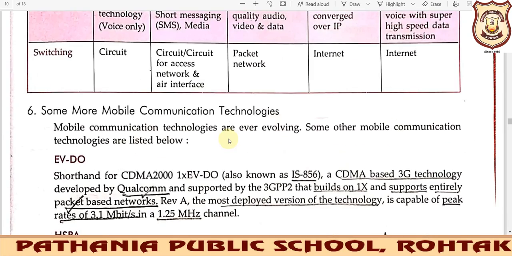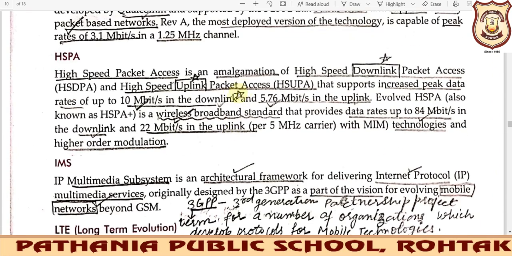So in HSPA you have uplink speed and downlink speed. You can compare: when you are going for wireless broadband connectivity, the downlink speed is 84 Mbps, and when you are using uplink, it is 22 Mbps. So in India we are having more download speed and less upload speed. Okay, so there is a difference.